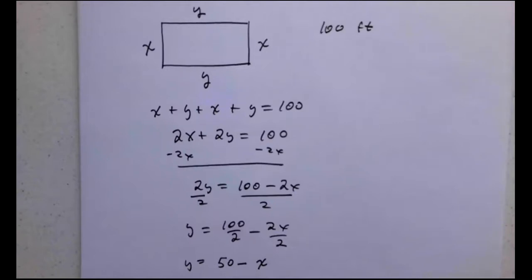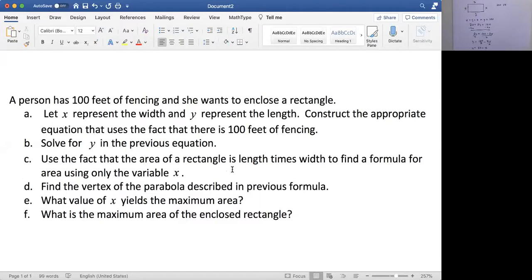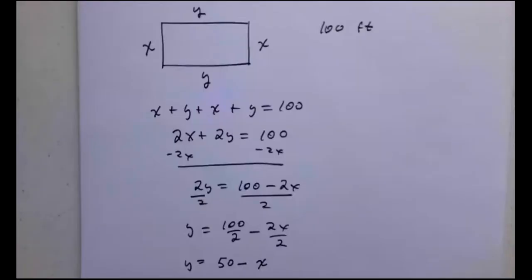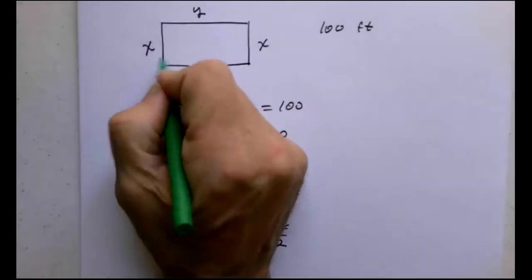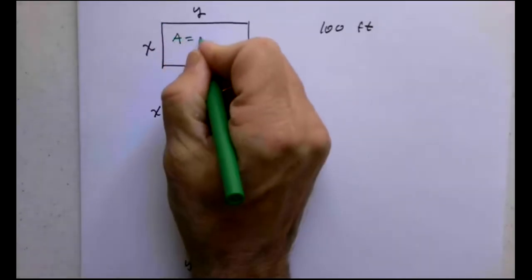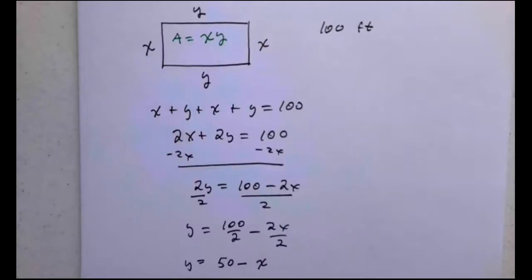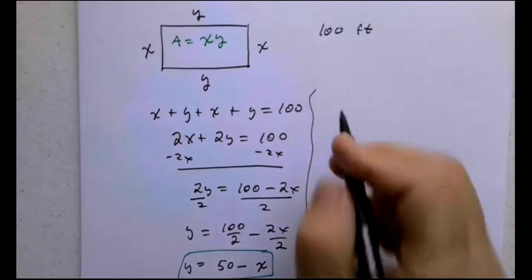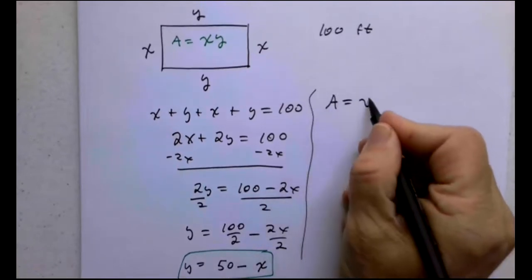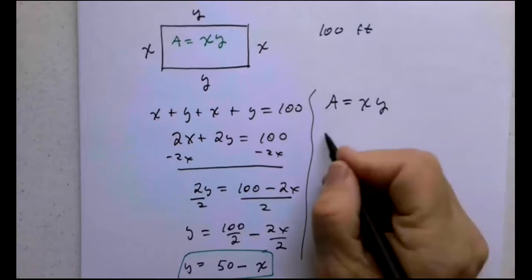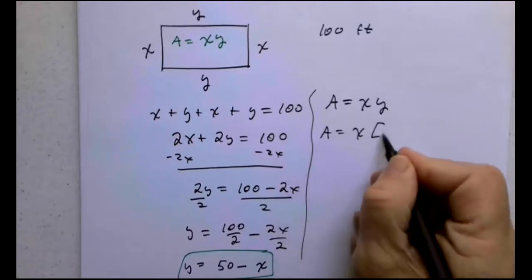What's the next thing that it asks us to do? Use the fact that the area of the rectangle is length times the width to find the formula of the area using only the variable X, okay? So area here, right, area is width times length. Area is X times Y, we see that. But we also see here that Y is 50 minus X. So if that's the case, we can construct an equation for the area, right? Area equals X times Y, so area equals X times 50 minus X.